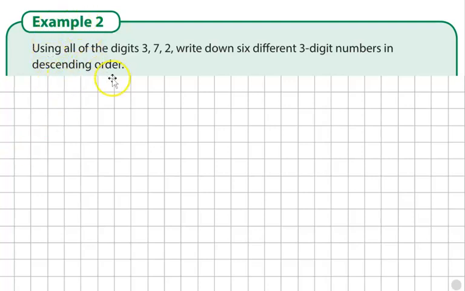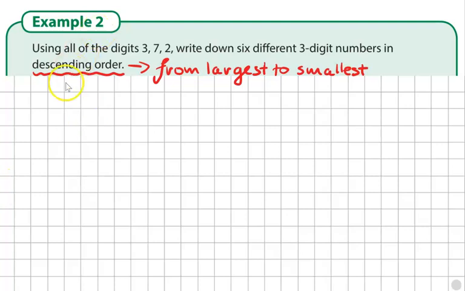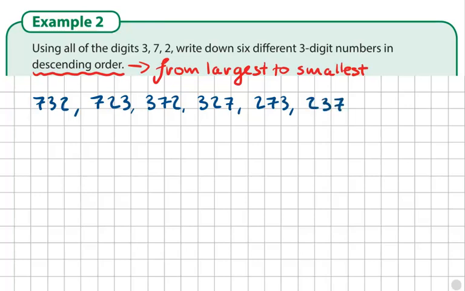Example 2. Using all of the digits 3, 7, 2, write down 6 different 3-digit numbers in descending order. So descending order means going from largest to smallest. So the first number that we can create is 732. This is the biggest number we can create with the digits 3, 7, and 2. The next biggest number is 723. Then 372 is the next smallest. Then 327, and we keep getting smaller, 273, and finally 237.